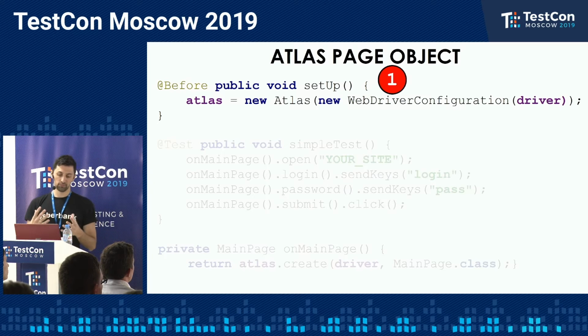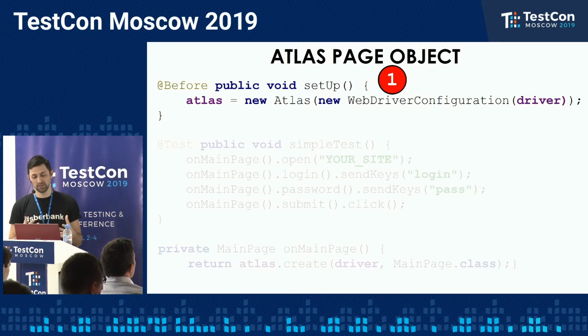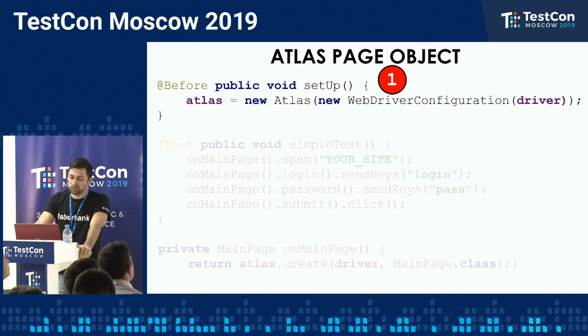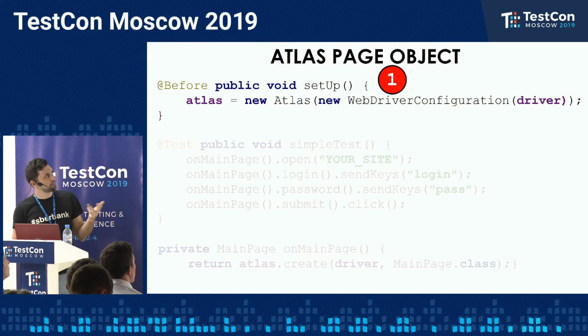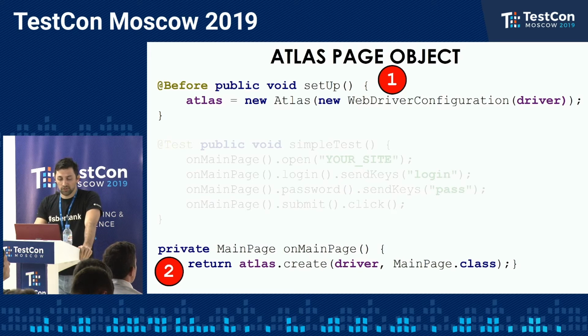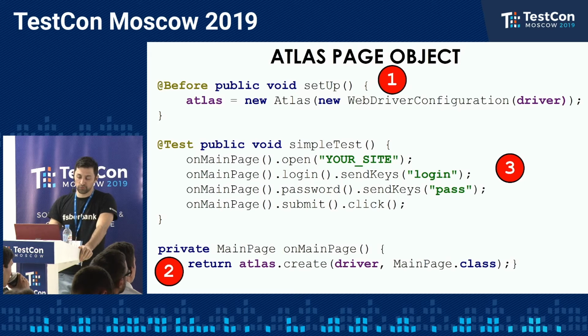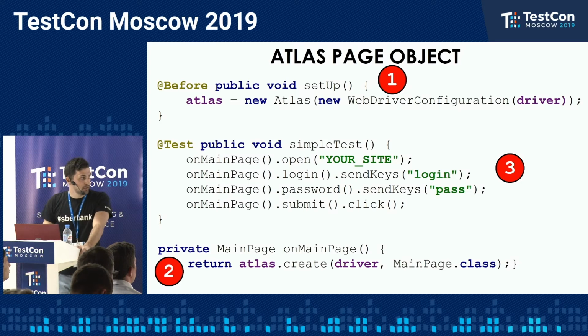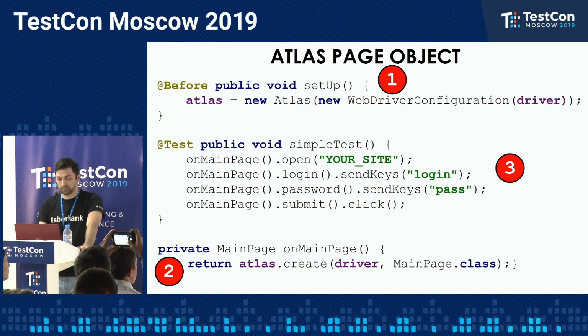So how do you work with page object in Atlas? First of all, when you start working, you need to initialize your Atlas class to get the configuration. The first configuration would be the web driver. You get the web driver, and it is being used by the wrapper to configure the driver. The second part is you create your page-in method that creates your page. And third, you use that page and call its methods, use its layers, and do whatever actions you prefer with it.